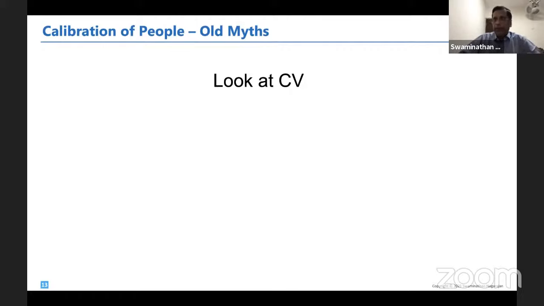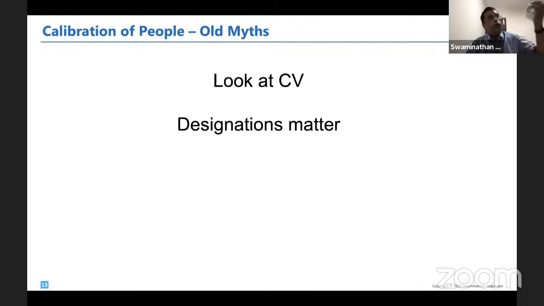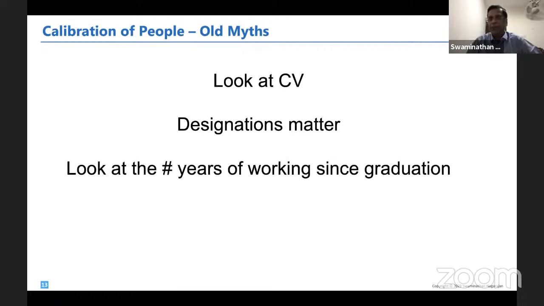Most of the people did, right? Next one, designations matter. Oh, sir, what were you working as in the earlier company? I was working as a vice president. Okay, oh, vice president. The higher the designation, the more he knows, right? That is an implicit assumption we made. Look at the number of years of working. Oh, what is your total experience? Your experience, 20 years. Your experience, 10 years. 20 years experience, he's definitely a better person, right?